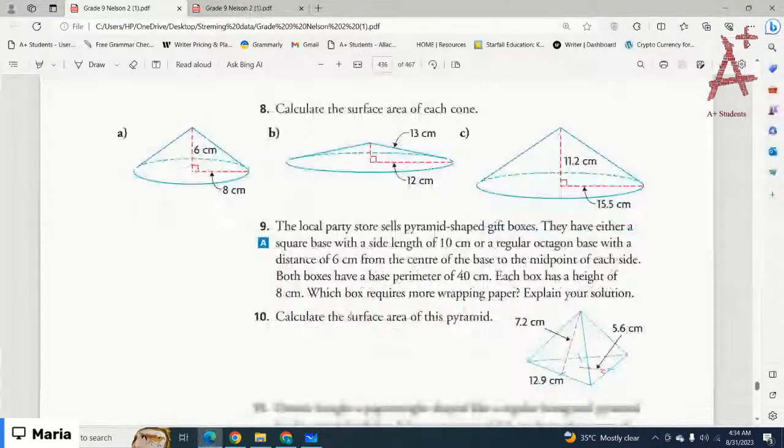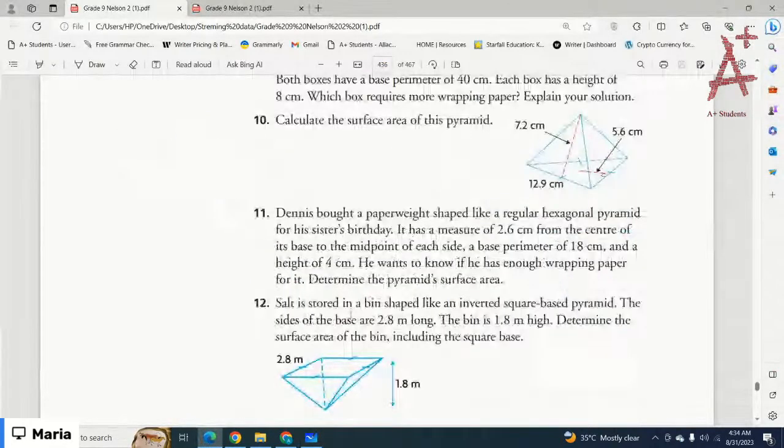Let's just start with question number 10. Calculate the surface area of this pyramid. You have to calculate the area of the given pyramid.